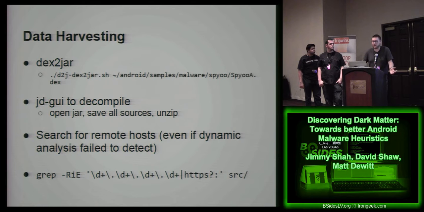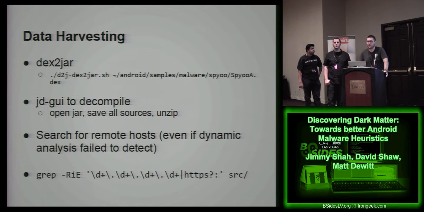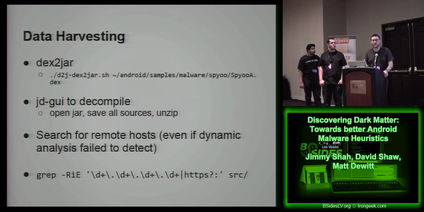It basically just spits out a jar file, super easy to use. Then we use JD-GUI to open the jar, save all the sources, which saves as a zip file, and unzip that. Now from here, we can actually search for remote hosts that may be hard-coded, even if dynamic analysis failed to detect them. So this can be useful if certain actions trigger a pre-designated network connection, or maybe it only checks for C&C at midnight on the 1st of every month, or something like that.